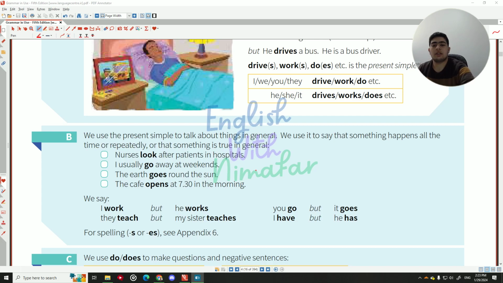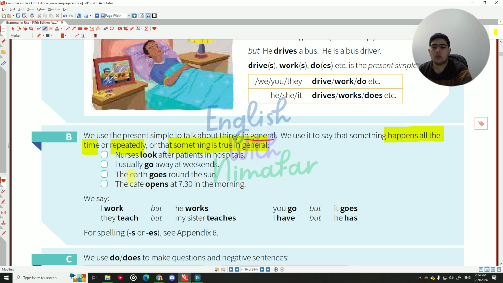We use the present simple to talk about things in general. We use it to say that something happens all the time or repeatedly, or that something is true in general. Let me highlight the keywords here. Happens all the time or repeatedly, or that something is true in general. Nurses look after, which means take care of, patients in hospitals.